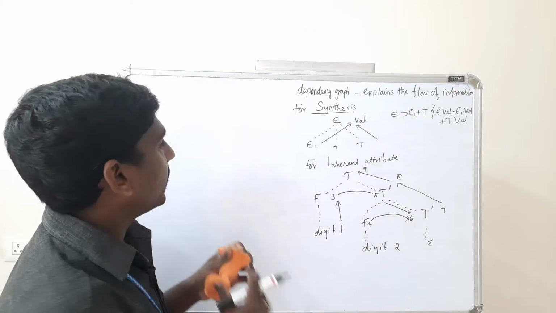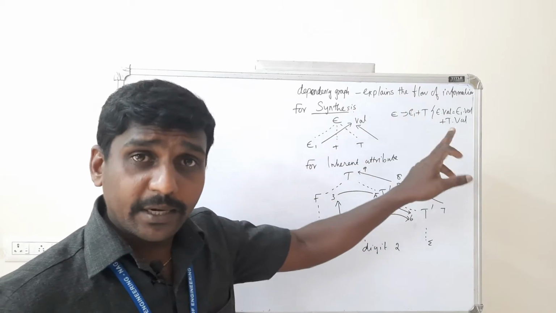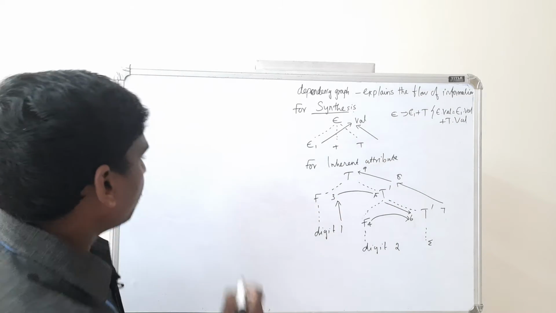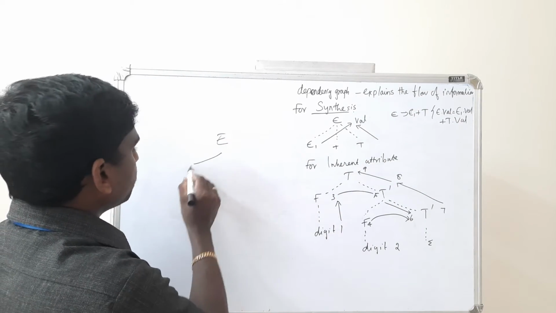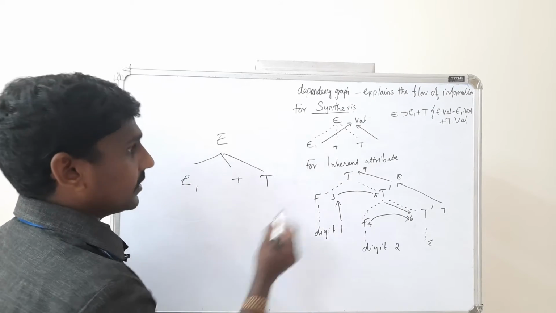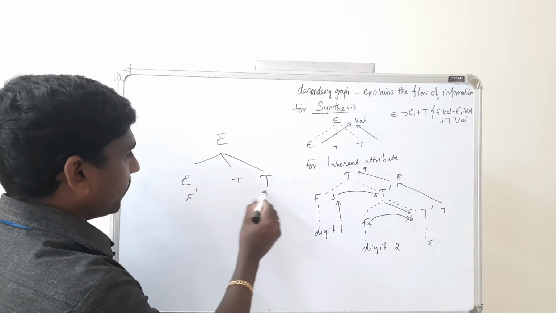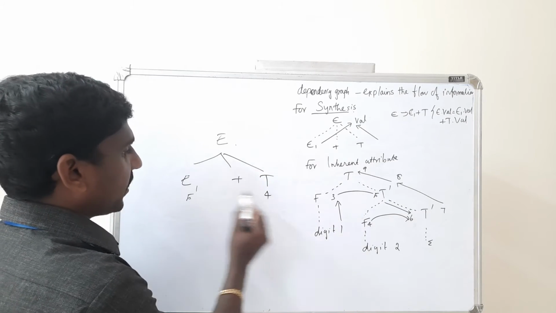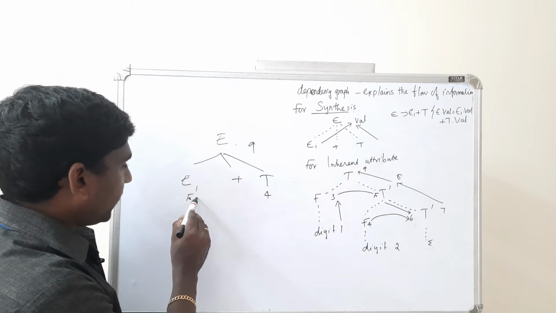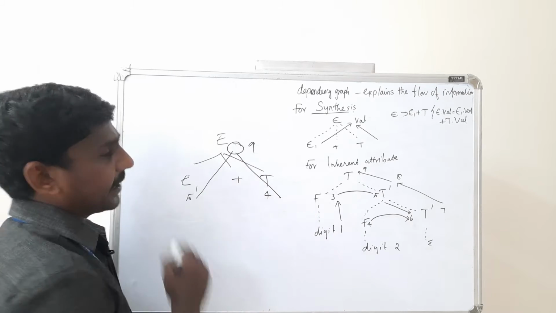There is a term called dependency graph. What is a dependency graph? A dependency graph explains the flow of information. For example, with the same grammar, E tends to E1 plus T. For example, 5 plus 4. So the E value is 5 plus 4, which is 9. The flow of control is that 5 and 4 are added, and 9 is placed.